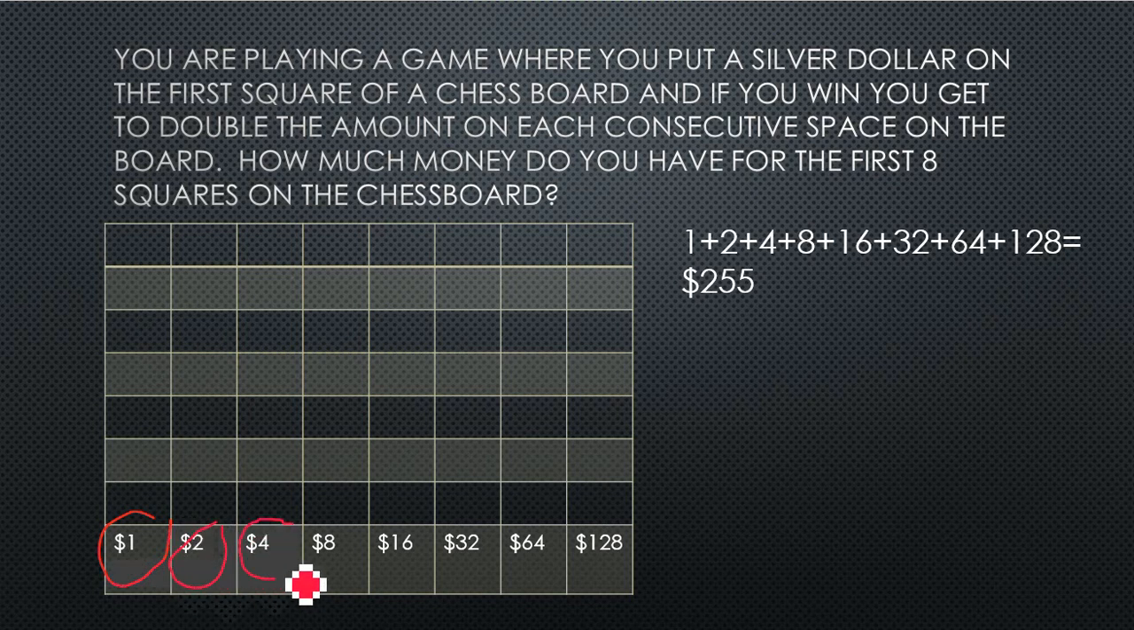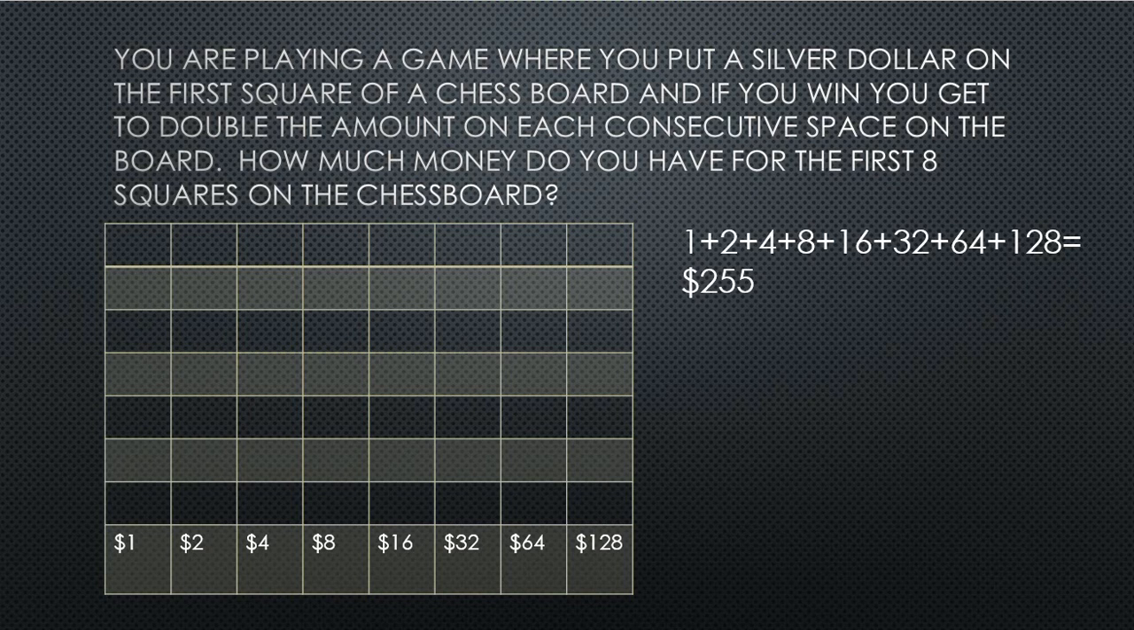So we think about doubling our money. We're at $2 there, $4, $8, 16, 32, 64, and 128. And so if we want to know how much money we have, of course, we're going to add up the pieces. You would get $255 if you won the game. As we can see, our money grows really fast here.